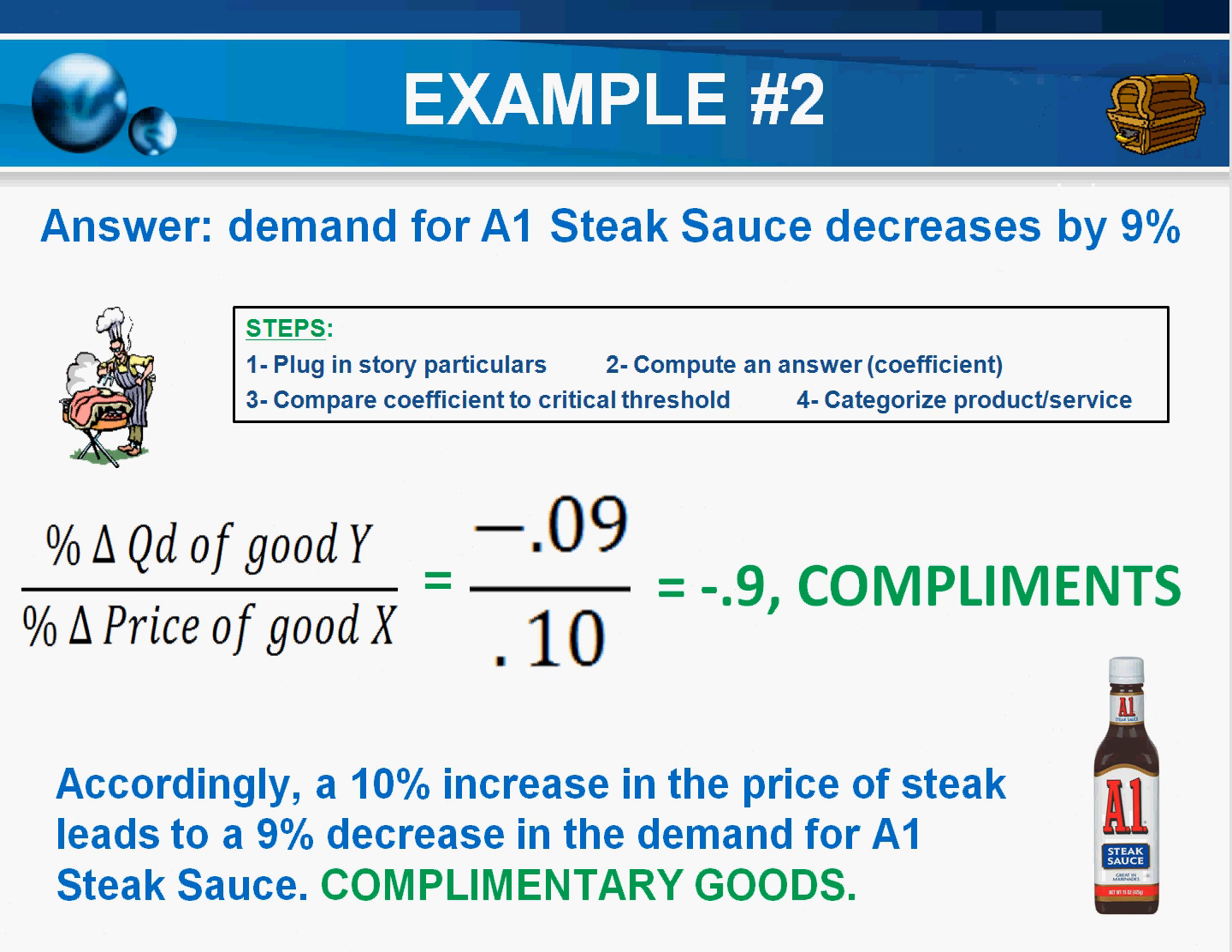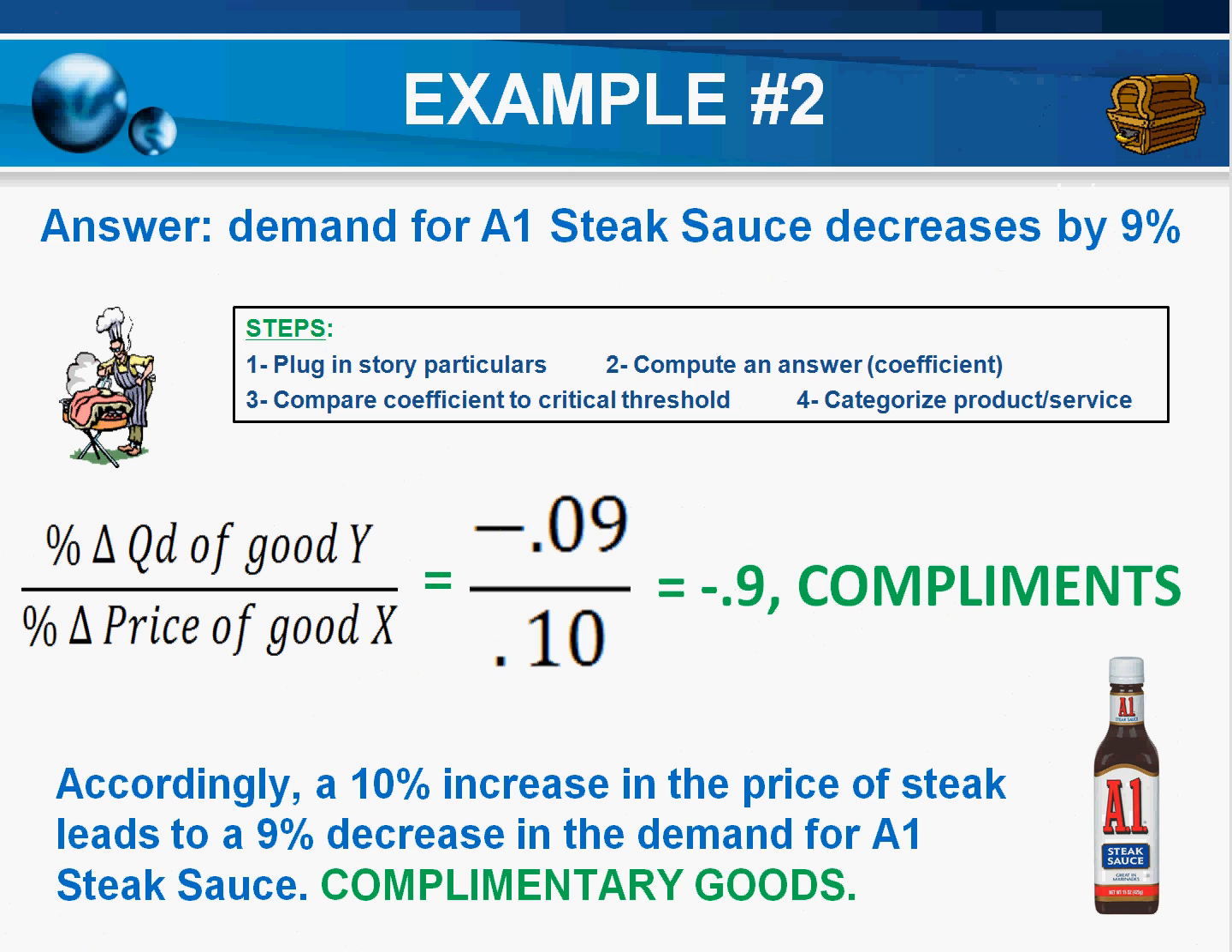The answer is, in response to a 10% increase in steak, we find that the demand for A1 steak sauce decreases by 9%. Most people are primarily using it for steak, as you can see. 9%. This is a very strong correlation. Again, we plug in the story particulars, as you can see here, which results in, now notice we're not taking the absolute value anymore as we did in the first equation. Here we leave that negative sign. In fact, that negative sign means everything because it ends up giving us a negative number indicating that these goods are complements, meaning that they're consumed together.